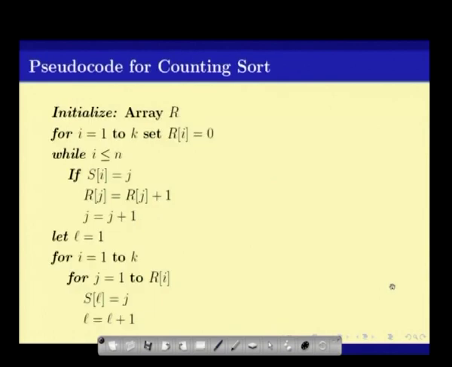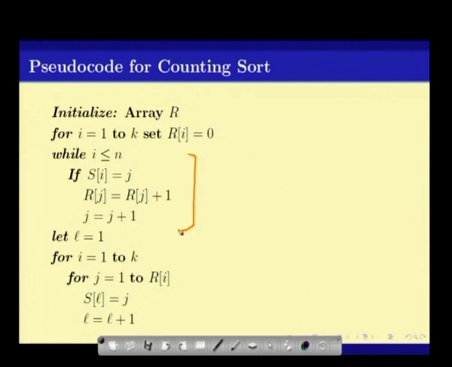Now, here is the pseudocode of the algorithm. The pseudocode of the algorithm is again not hard. We maintain this array R, which has the count of each of the elements, and as we move from 1 to k, we first set all the counts to be 0. If we find this Si element to be j, then I update the count on the jth element of R, and after we are done with this counting, then we have this whole count.